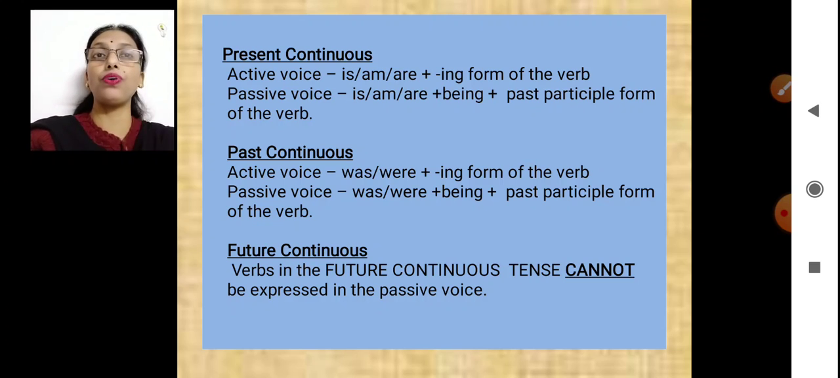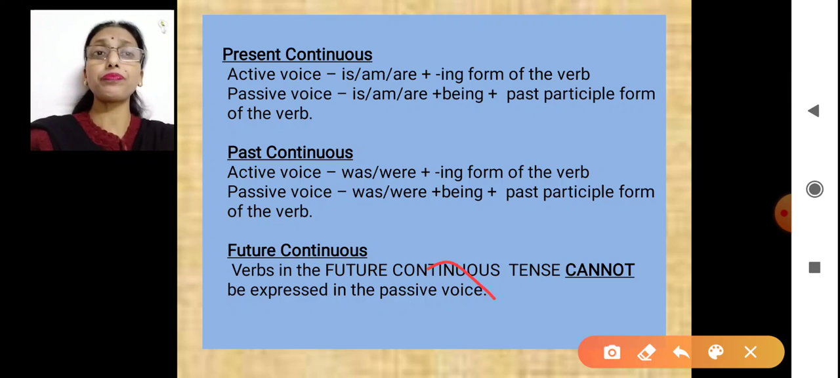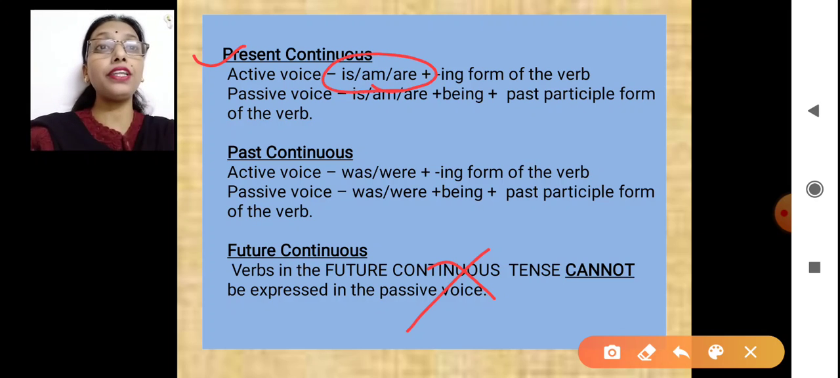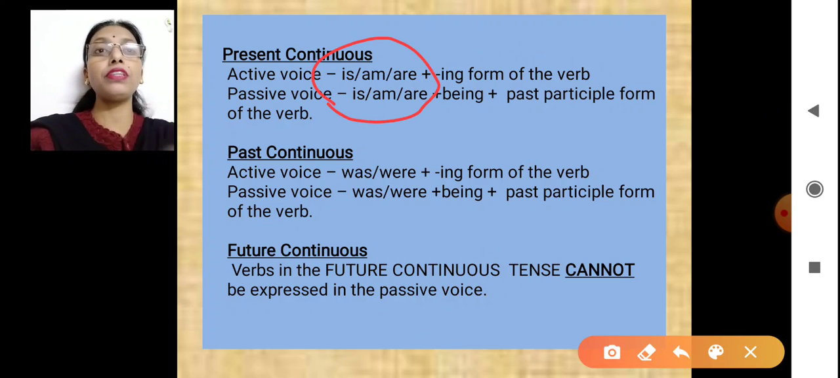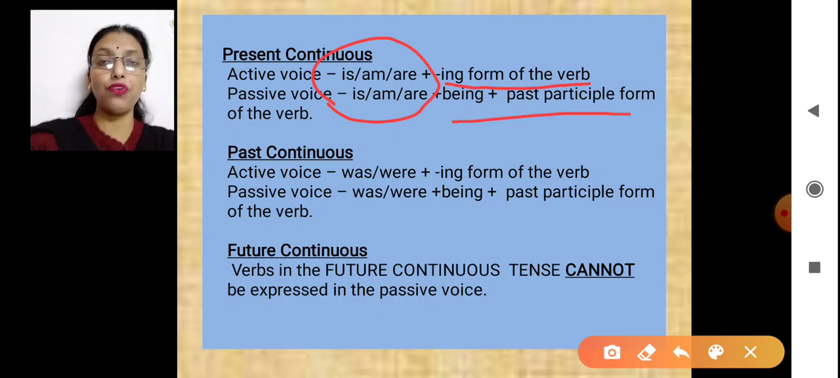Okay, let's see the present continuous, past and future continuous. Future continuous, we know there is no passive voice. Yes, let's start with the present continuous then. Present continuous, of course, the auxiliary verb will tell about the present tense, and continuous means ing form. Okay, I told you the auxiliary verb will remain the same. Only thing, ing form will change to being plus past participle form.